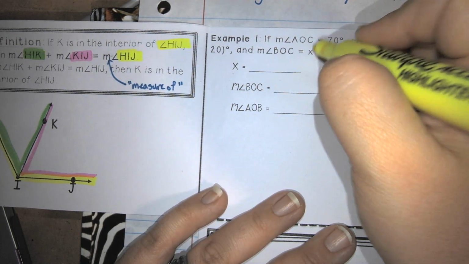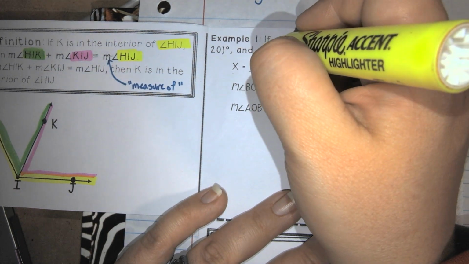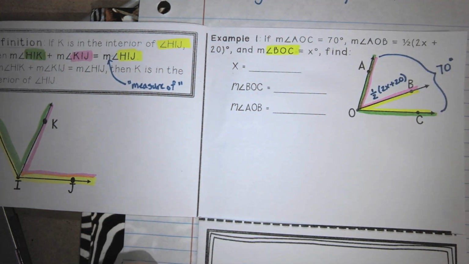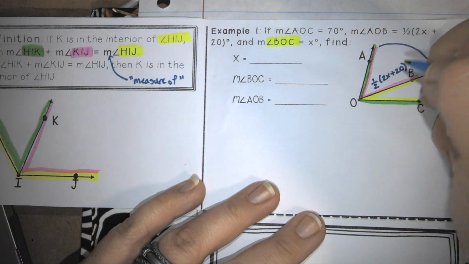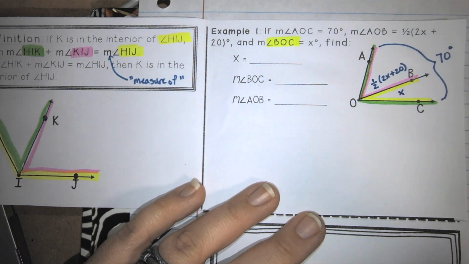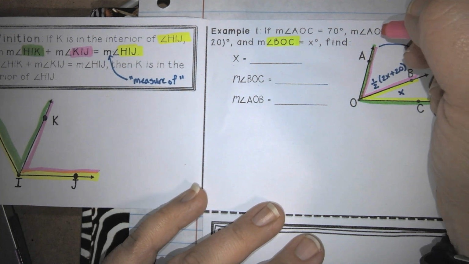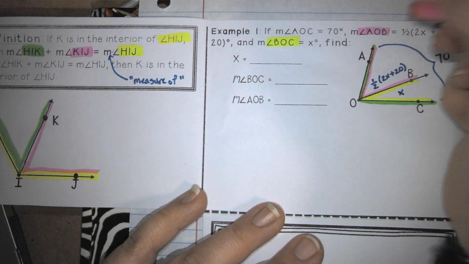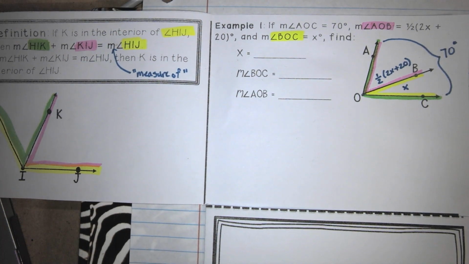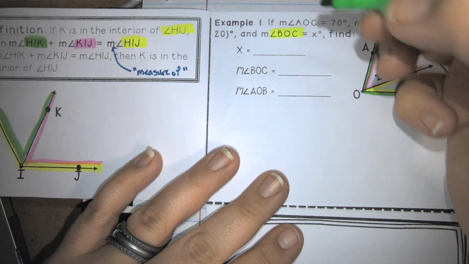And that is just x. So I'm actually going to highlight these here to match the colors that I did. BOC is just x, so I'm just going to put an x here. So let me go back and highlight AOB in pink because that was the color I used for that. And then AOC was our green.